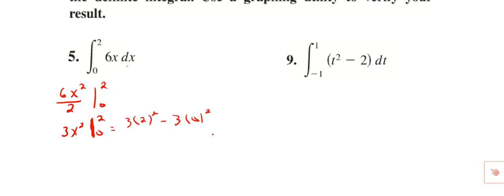Now to simplify this, we'll just use our algebra skills. 2 squared is 4, 4 times 3 is 12, 3 times 0 is 0. Therefore, the antiderivative of 6x dx from 0 to 2 is equal to 12.